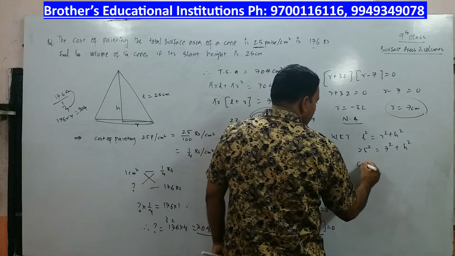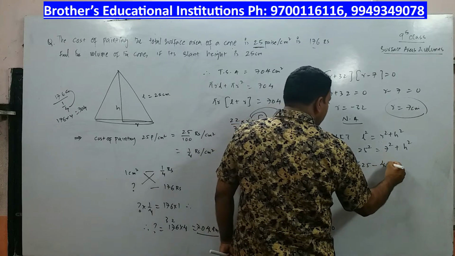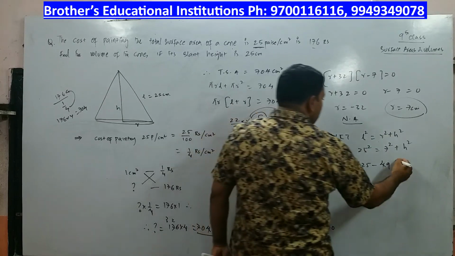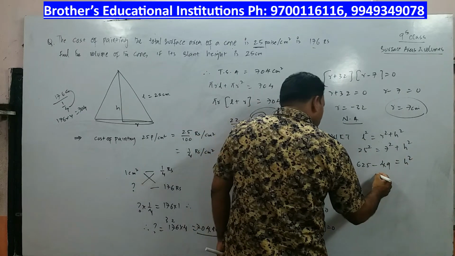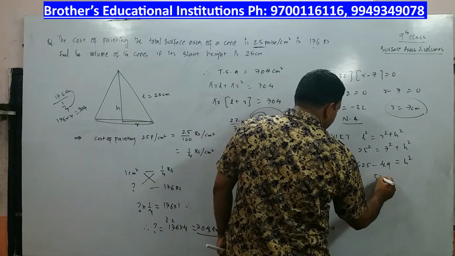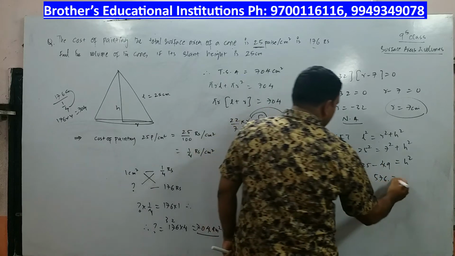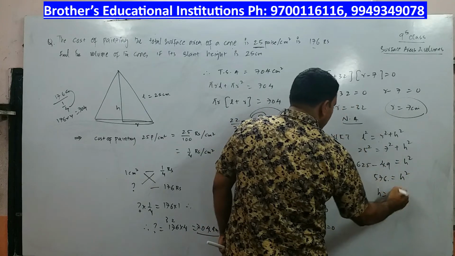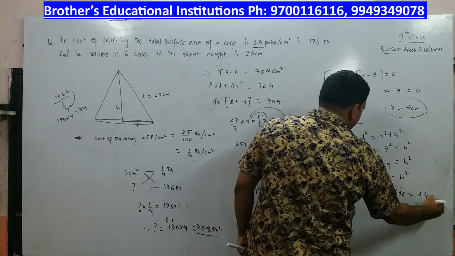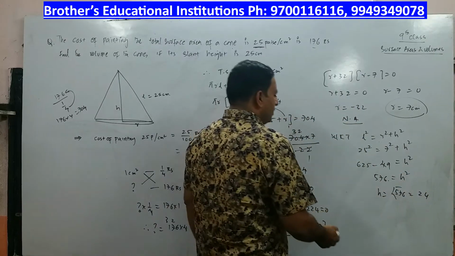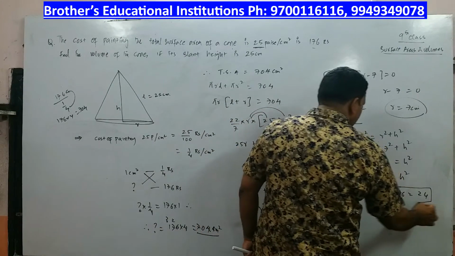Now 25 square is 625 minus 7 square is 49 is equal to H square. So 625 minus 49 will be 576, and that is equal to H square. So H is equal to square root of 576, which is equal to what? 24. 24 square is 576. So you got the value of H.